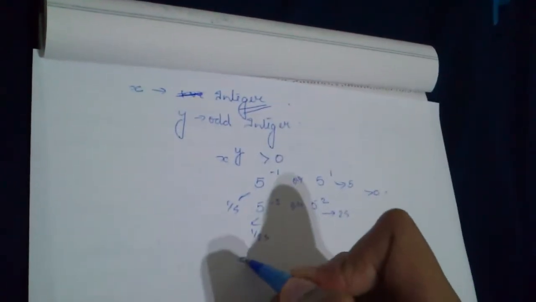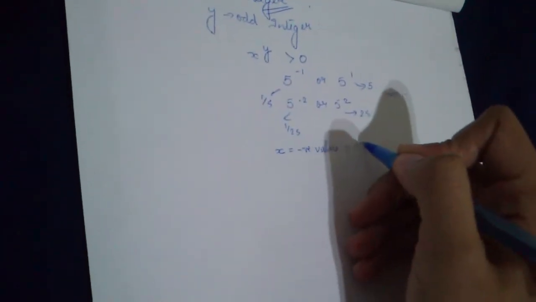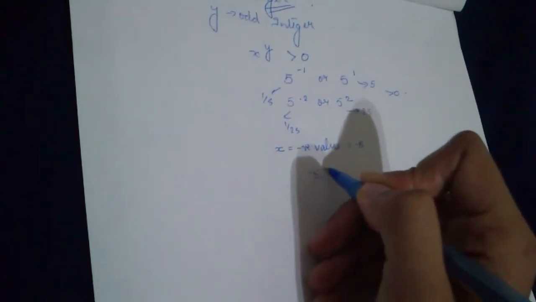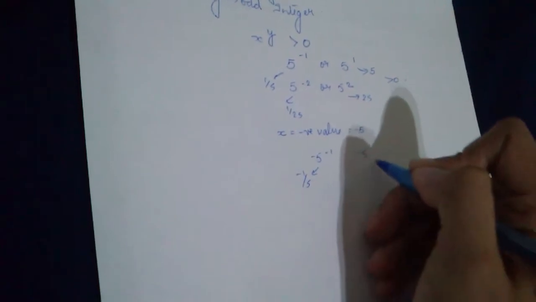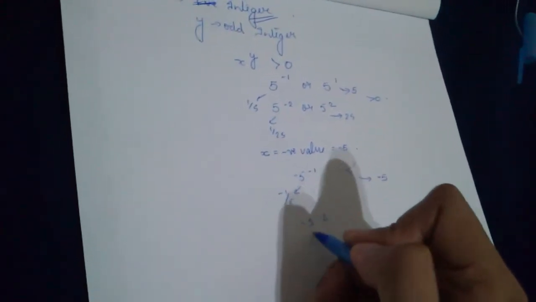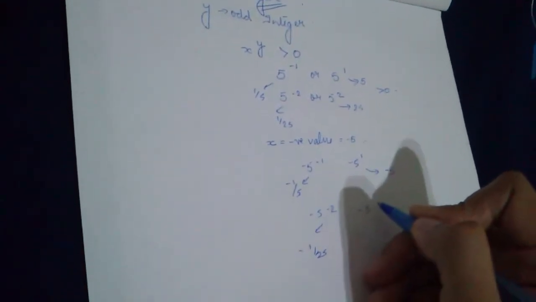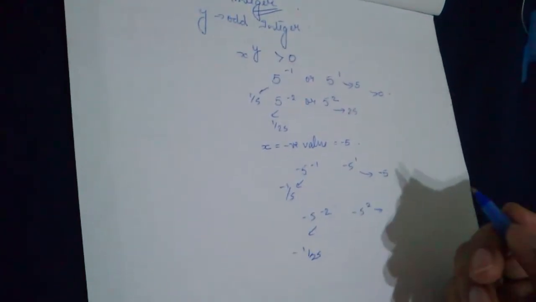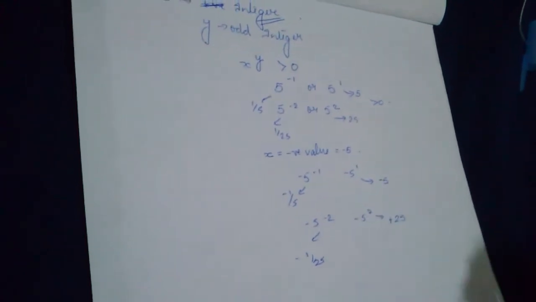Now if I take x to be a negative value, for example let me take x equal to minus 5. Minus 5 raised to minus 1 is going to be minus 1 by 5. Minus 5 raised to 1 is going to be minus 5. Minus 5 raised to minus 2 is going to be 1 by 25. Minus 5 raised to 2 is going to be, of course, 25.